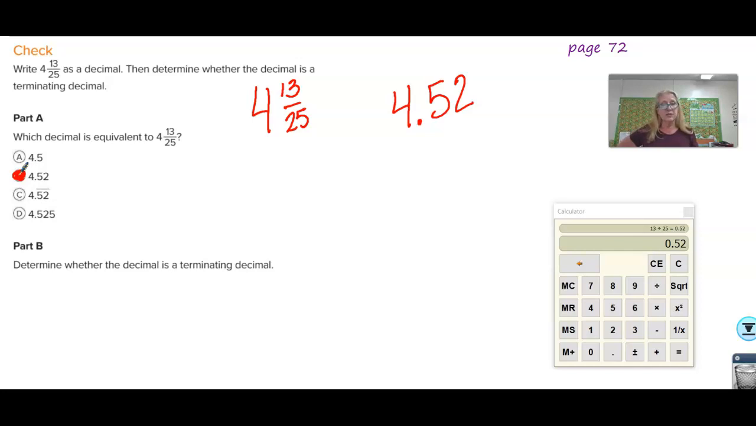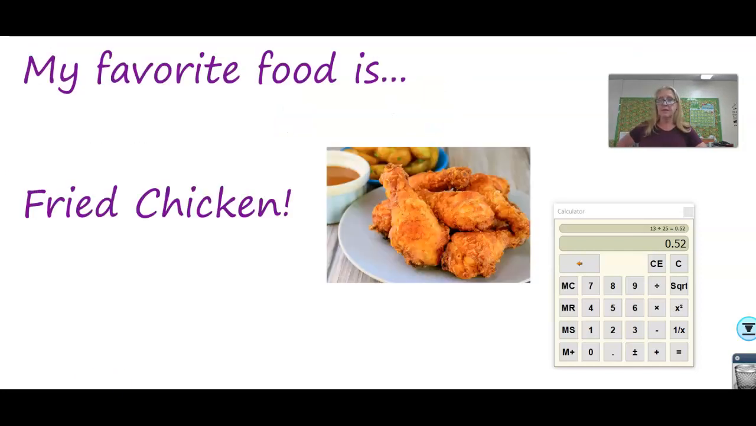Is it a terminating decimal? Absolutely. It's 4.52. That's it. It terminates there.